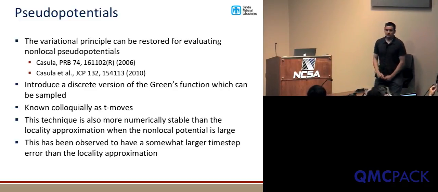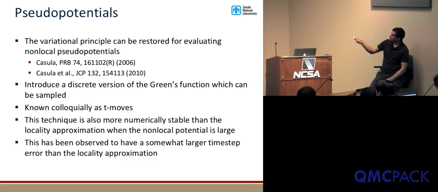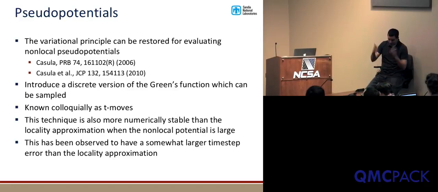So what I told you about was the locality approximation, which is great in the limit that you have a really good wave function, but it's non-variational. And so it was actually noticed that you can restore this variational principle. There's a 2006 paper on this. So you introduce a discrete Green's function, and then you sample that. It's colloquially known as T-moves, for the transfer, this lattice sort of technique. And it's also, as an added benefit, more numerically stable. So you can get cases where the nodal error of doing your locality approximation puts your walker in a bad spot, and you get some big spike in your energy and your population goes crazy. That's not an issue with these T-moves.